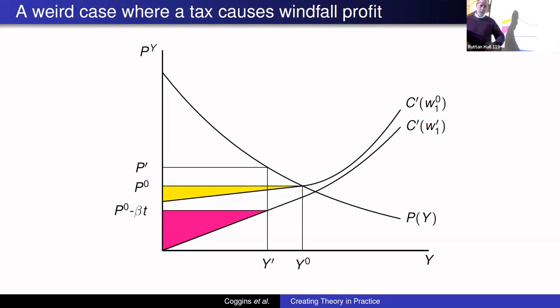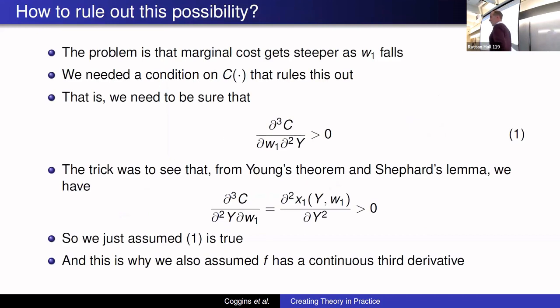I produced this diagram. I said, how do we know that can't happen? And if it's possible, we don't have a theorem. We lost months trying to figure out a way mathematically to rule this out. And here's what we came up with.